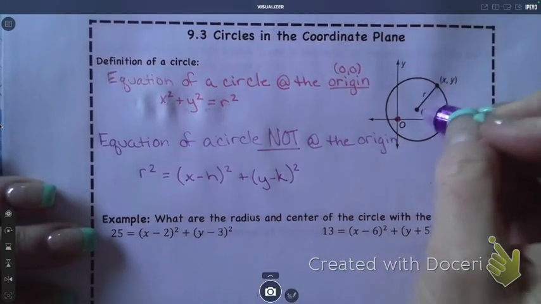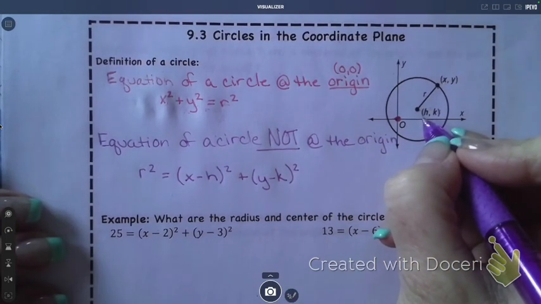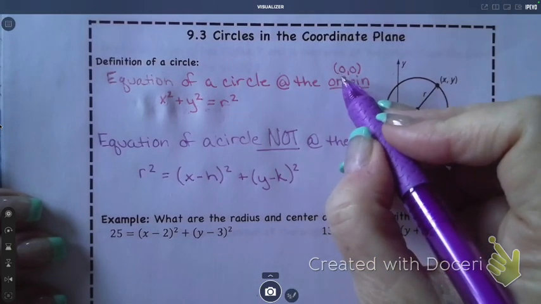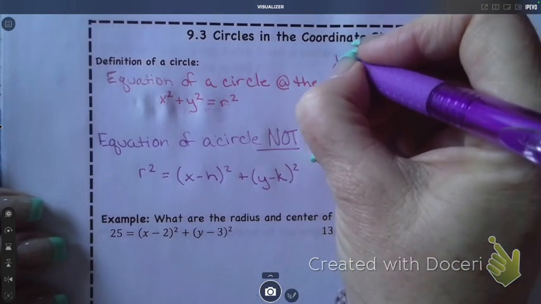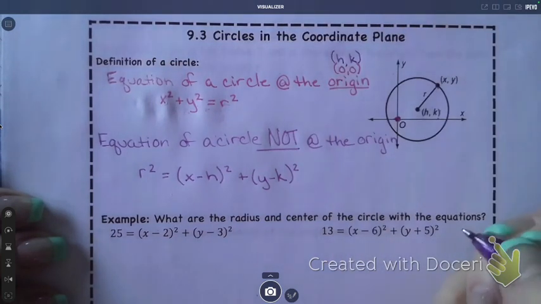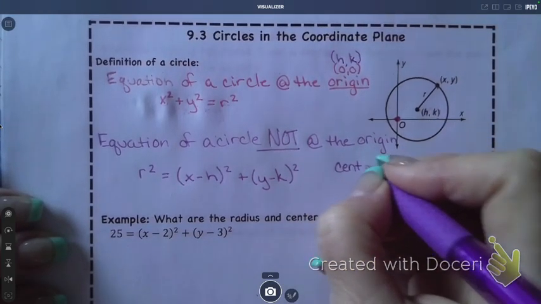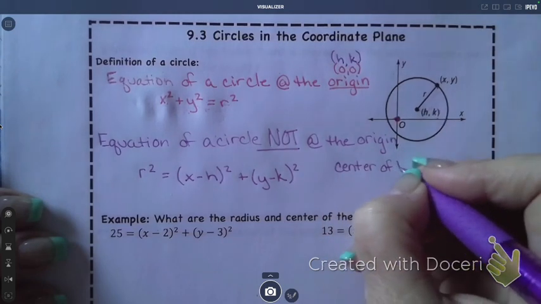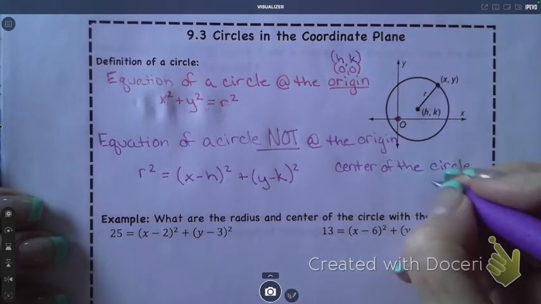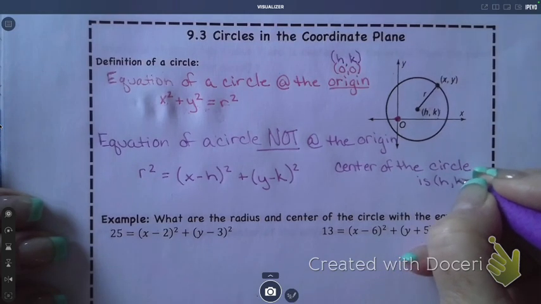Now if I erase this so you can see it. What is this point? H, K. So, up here where I said the origin was at 0, 0, it is an H for the X and a K for the Y. Okay, so the center of the circle is H, comma, K.